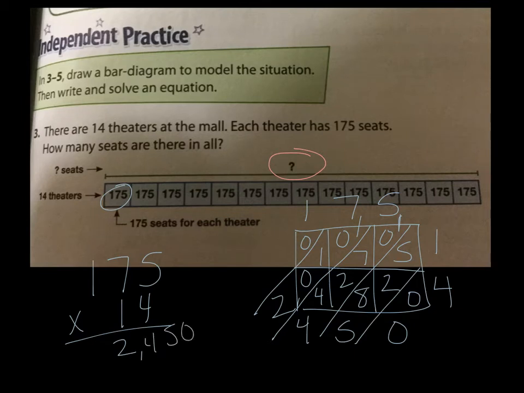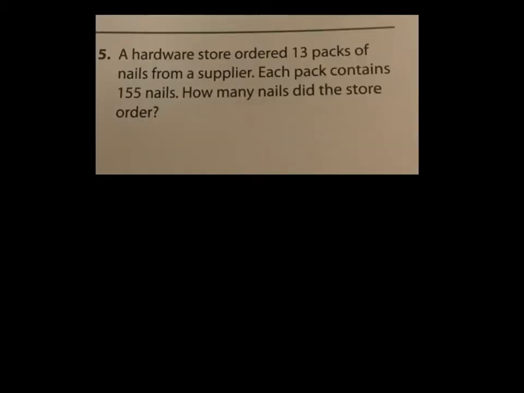2,450. Another example. A hardware store ordered 13 packs of nails from a supplier. Each pack contains 155 nails. How many nails did the store order? Well, let's first find out our numbers. We know that we're working on multiplication, so we're going to multiply these.